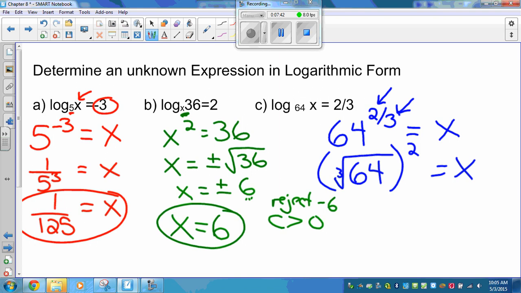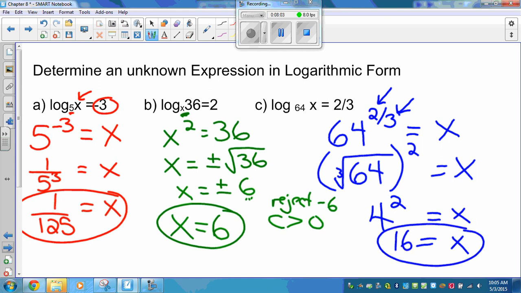Well, the cube root of 64, 4 times 4 is 16, times another 4 is 64. So the cube root of 64 is 4. If you didn't know that, you could use your calculator. So I have 4 squared equals x, and I have x equals 16. Okay.